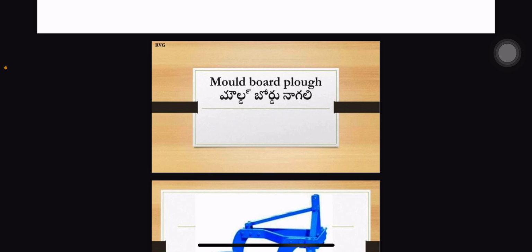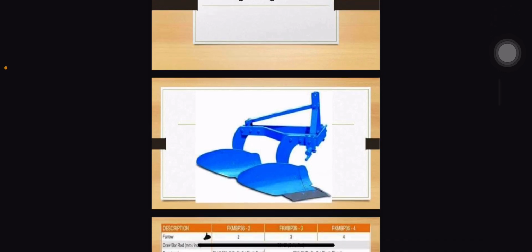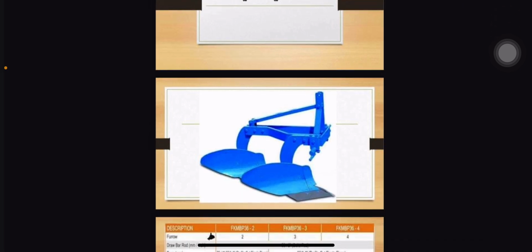Primary tillage implements are mostly used for deep ploughing. Deep ploughing means manipulating the soil. If a primary tillage operation has been completed, we have to follow it with secondary ploughing. Secondary ploughing can be done by secondary tillage implements, so that the soil will get a proper condition for growth and development. In this video we will see about the moldboard plough. The moldboard plough is widely used in India for ploughing the soil.